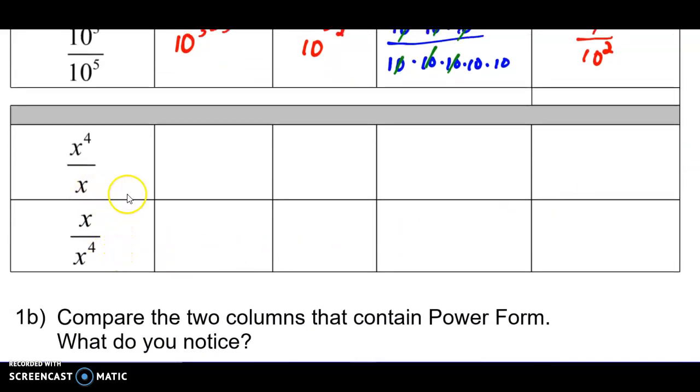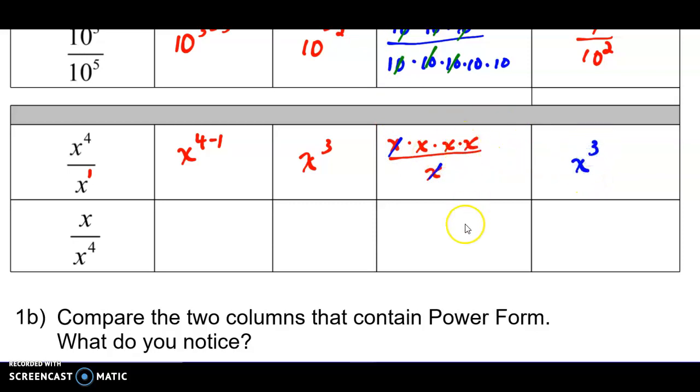Let's look at that with variables. Same idea. x to the power of 4 divided by, remember, x to the power of 1. If it's not written there, it's understood. The rule is keep the base the same, subtract my exponents. 4 subtract 1 is 3. And again, the long way works the same with variables. I have x used as a factor 4 times in the numerator. x is used as a factor 1 time. Again, any number or variable divided by itself is 1. And then when I look at what remains, I have x to the power of 3 in the numerator.